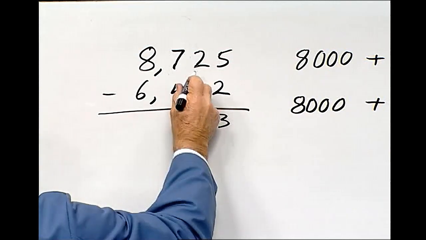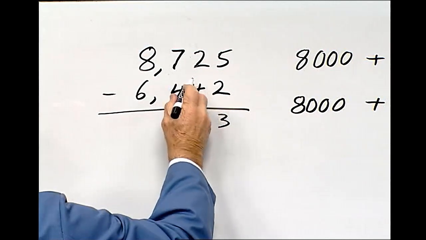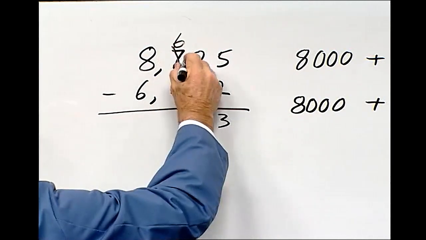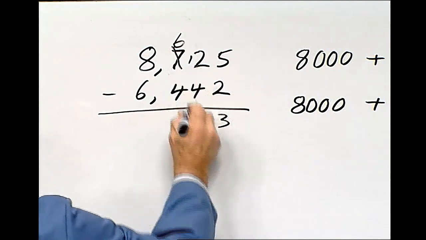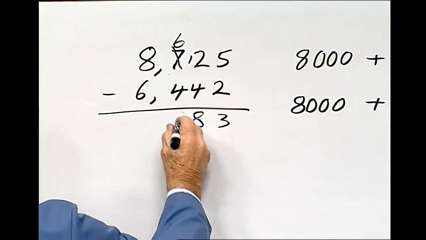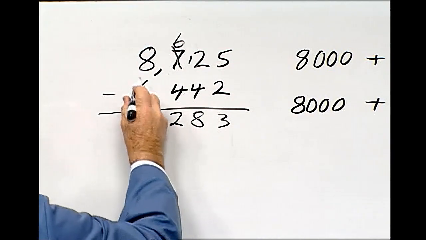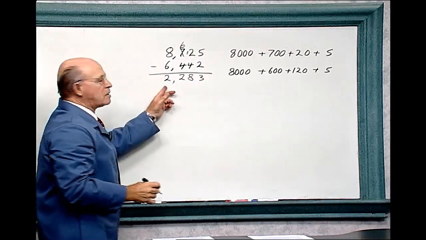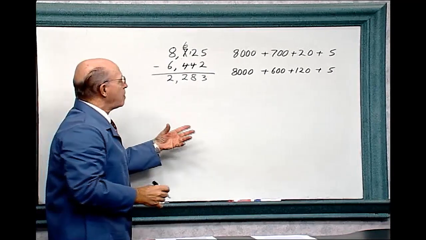4 from 2 cannot be done. Since this is a smaller number, we're going to have to borrow from the hundreds column. That makes this a 6, and that makes this now a 12 over here. So 4 from 12 equals 8. 4 from 6 equals 2. And 6 from 8 also equals 2. So the answer is 2,283. And I just want to reinforce something here.